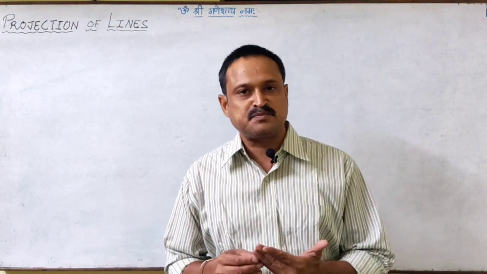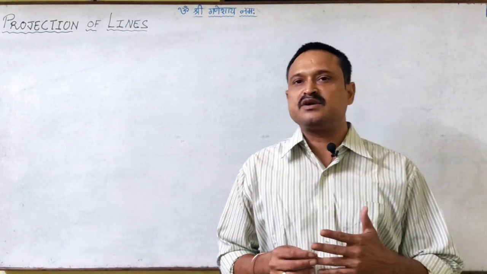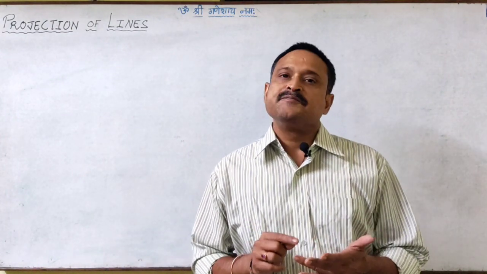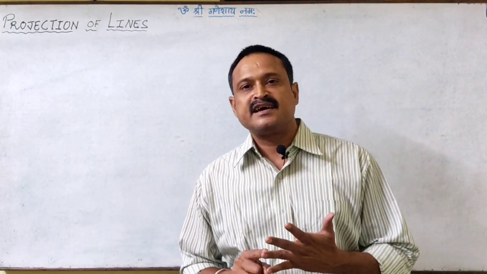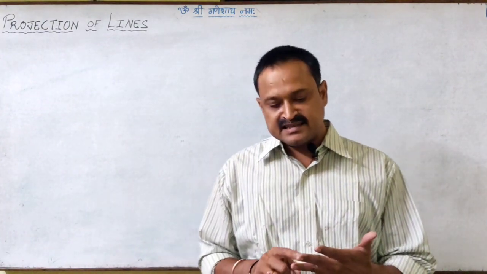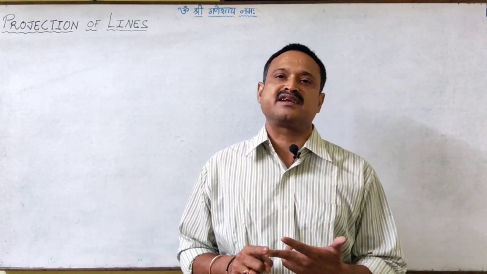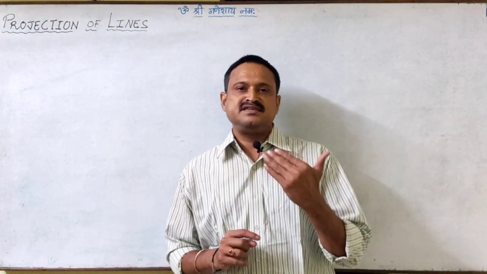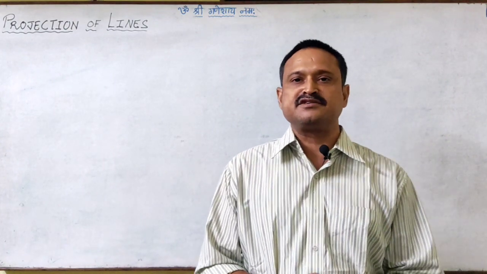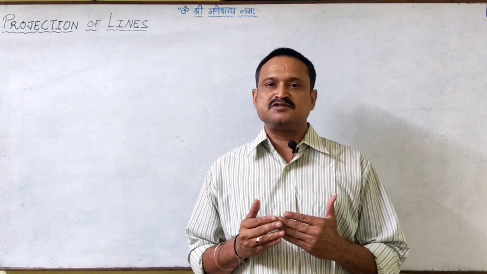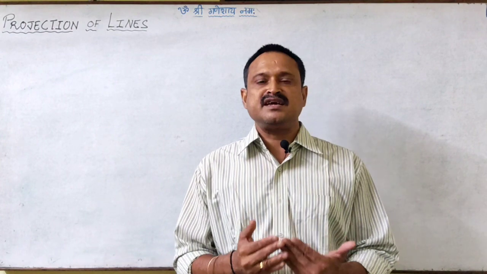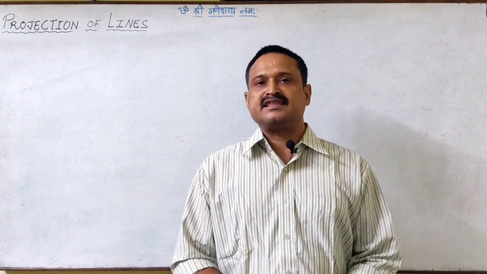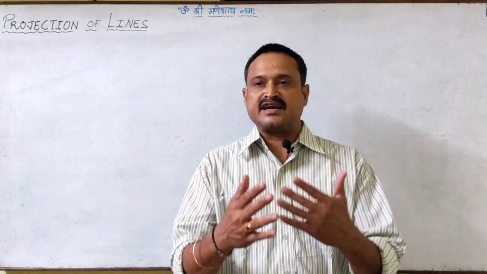Now in the last session we had a discussion, or we have understood the three cases where the line was parallel to both the reference planes, the line was parallel to one of the reference planes and inclined to the other one, that is line parallel to VP and inclined to HP. And then the next case was where the line was parallel to HP and inclined to VP.